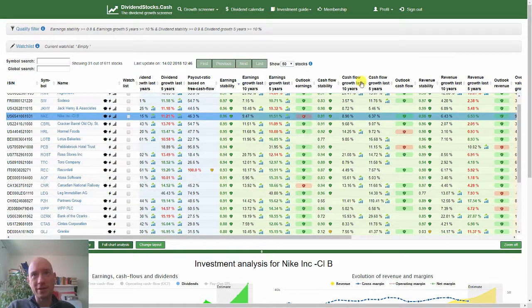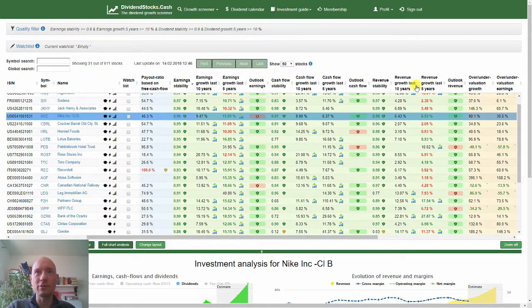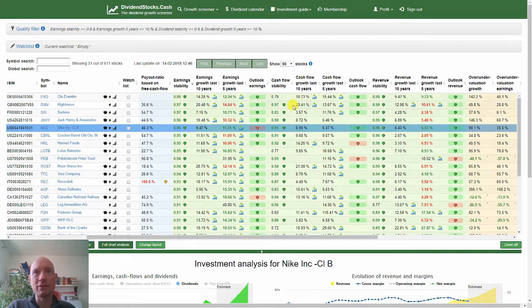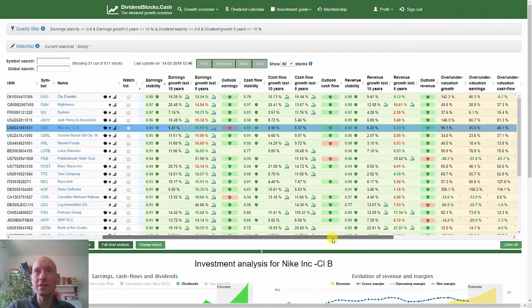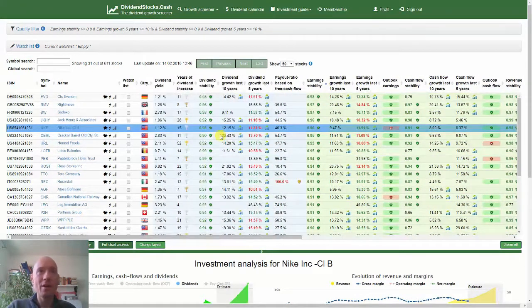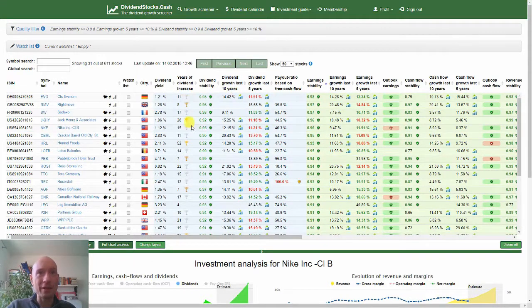So we also have the same logic for cash flows, operating cash flows, and for revenues, to give you even more details about the company and filter criteria about the companies. The structure, the logic is always the same. You have the stability measures, you have the metrics regarding the growth rates, and you have an outlook. So that's very important. Here you have the key figures regarding the dividends.